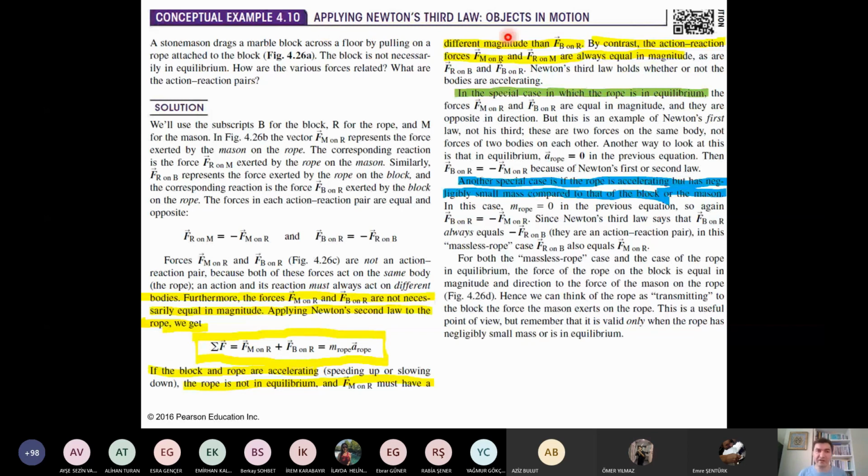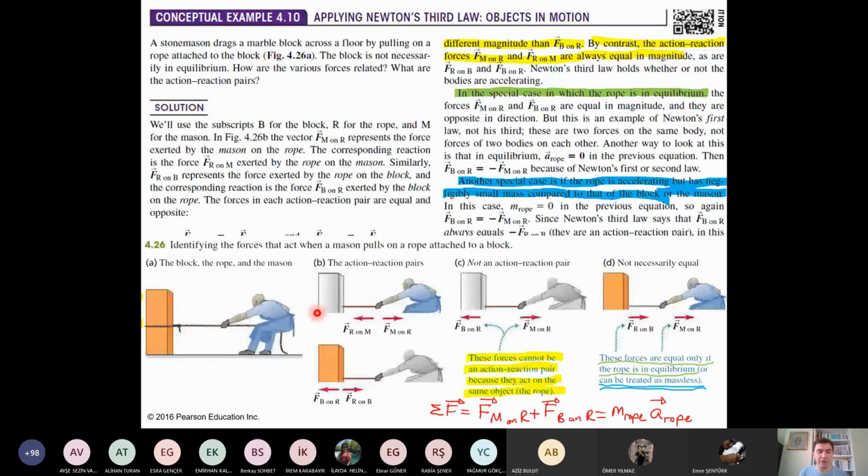Here we have a very nice example from the book. A stonemason directs a marble block across a floor by pulling on a rope attached to the block. Here we have the picture. This is the stonemason and this is the marble block. And this stonemason directs this marble block. The block is not necessarily in equilibrium.